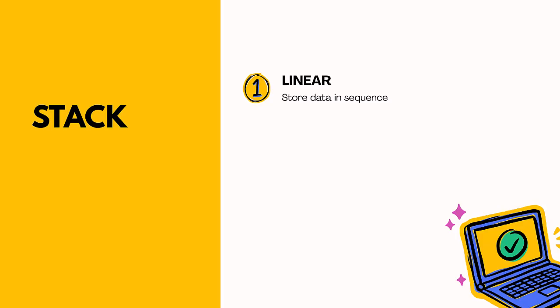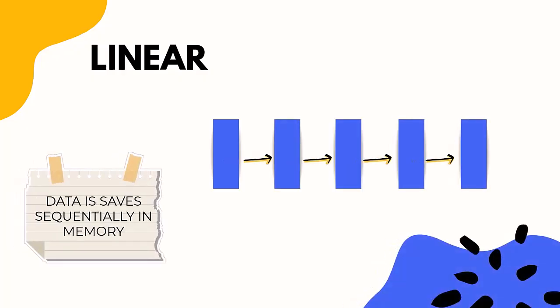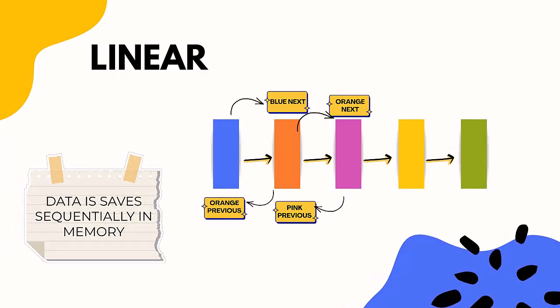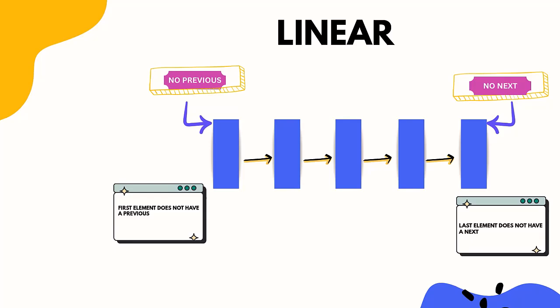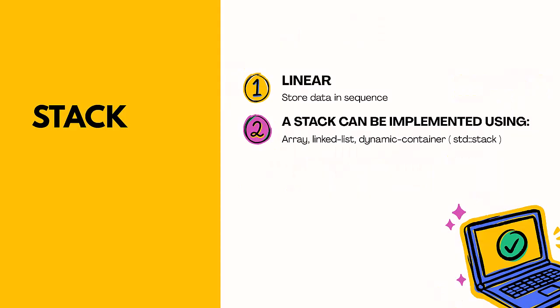So a stack is a linear data structure. Now linear meaning that the data is saved sequentially. So each element has a previous and a next. However, when it comes to the first element, it doesn't have a previous, and when it comes to the last element, it does not have a next, right? So as long as you understand linear.